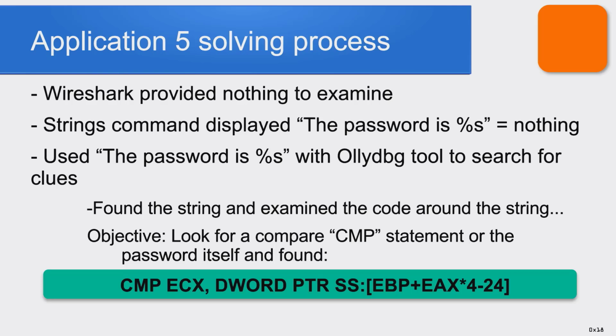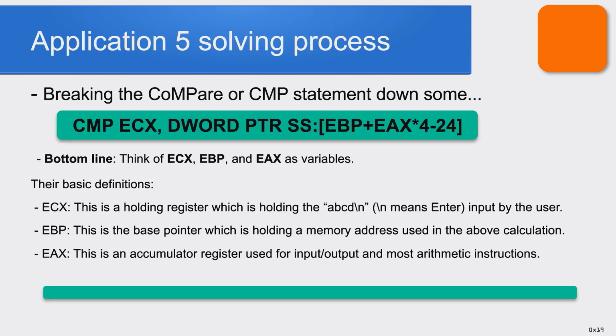And then I came across this: compare ECX, double word pointer. It's DWORD pointer, but double word pointer. And then the SS is basically looking at the stack. For reference, the stack is a temporary storage location. For this purpose, that's all you need to know. And then the colon EBP plus EAX times 4 minus 24, just consider that the formula, and we'll get into it here in a minute.